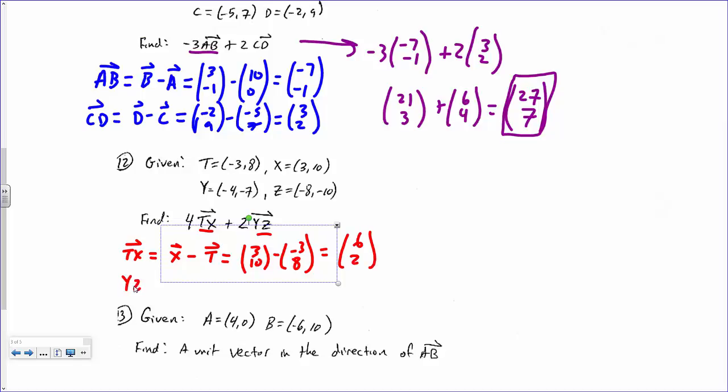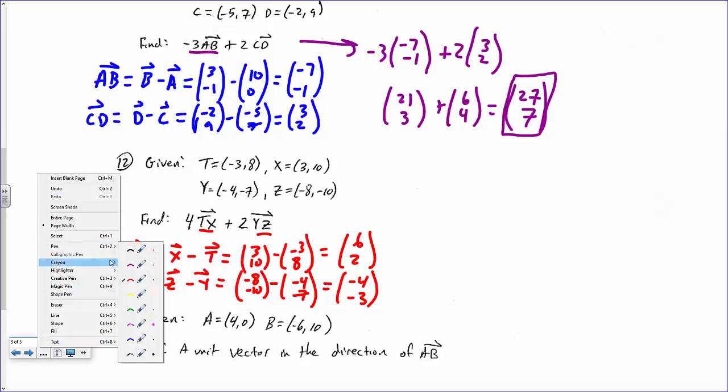We'll do YZ now, which is Z minus Y, which is negative 8, negative 10, minus negative 4, negative 7. So negative 8 minus negative 4 is negative 8 plus 4, which is negative 4. And negative 10 minus a negative 7 is negative 10 plus 7, which is negative 3, by the looks of things. So now I have to do 4 times TX and then plus 2 times YZ.